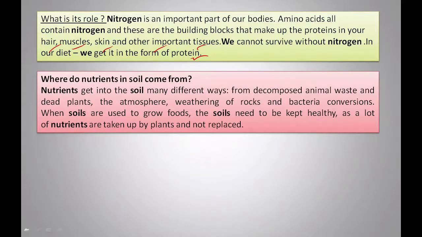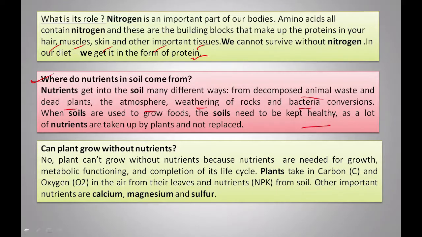Where does nitrogen in soil come from? Nutrients get into soil in many different ways: from decomposed animal waste, from dead plants, from the atmosphere, weathering of rocks, and bacteria conversion. When soils are used to grow food, the soils need to be kept healthy, as a lot of nutrients are taken up by plants and not replaced.